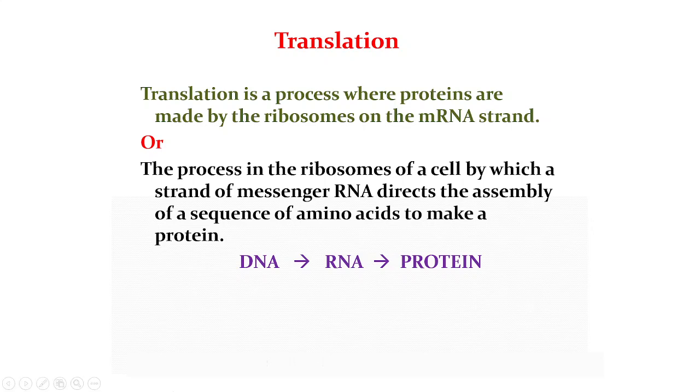Great. So getting into translation, by definition, translation is a process where the proteins are made by the ribosomes on the mRNA strand. So taking the help of the mRNA strand, ribosomes make proteins. It is the process in the ribosomes of a cell by which a strand of messenger RNA directs the assembly of a sequence of amino acids to make a protein. So we had DNA, it was transcribed to an RNA and translated to a protein.